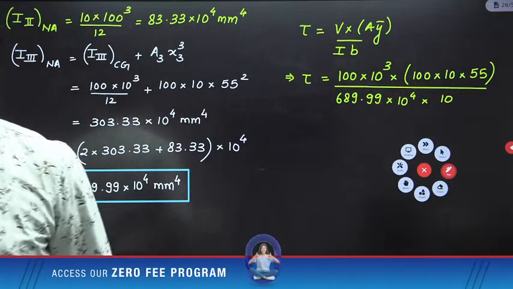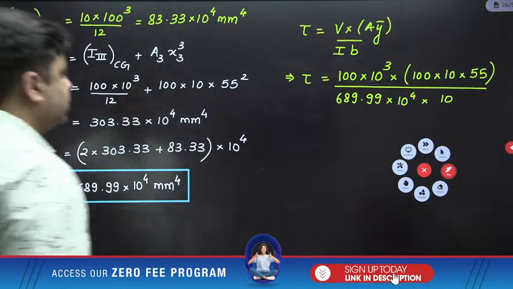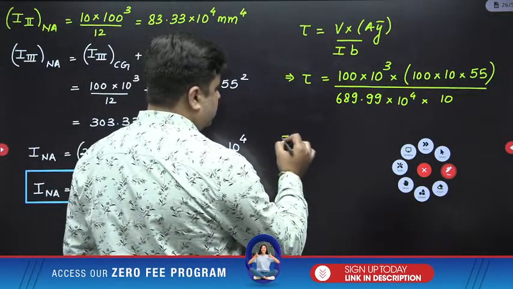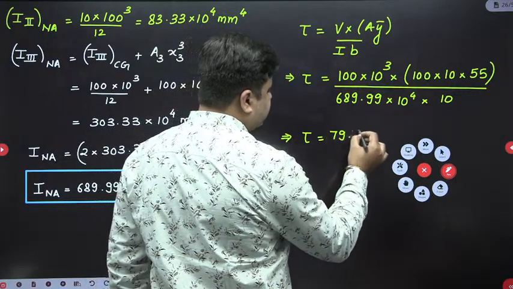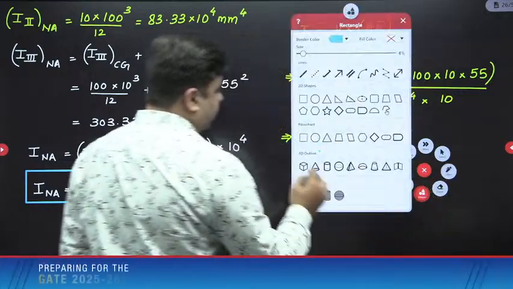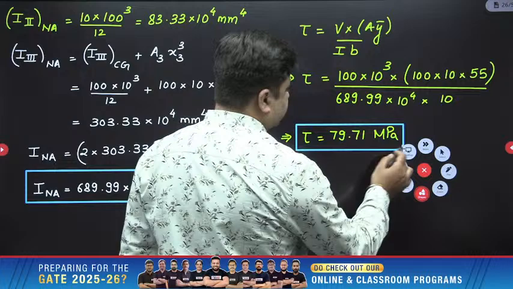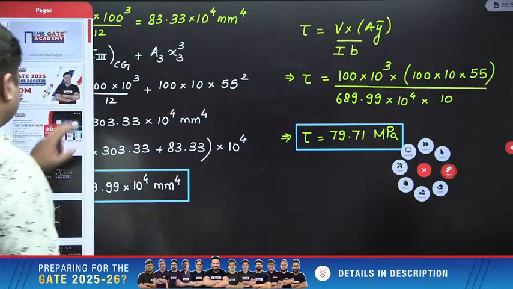It is coming out as 79.71. Yeah, very good, Saundarya. This is 79.71. So shear stress tau is equal to 79.71 megapascal, Newton per mm square or megapascal. This is the value of shear stress. Okay. So this is how you can deal with the questions of shear stresses also.